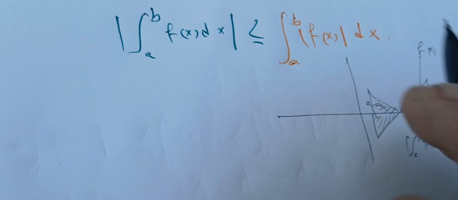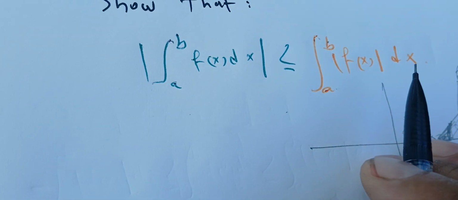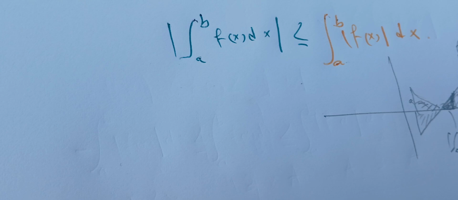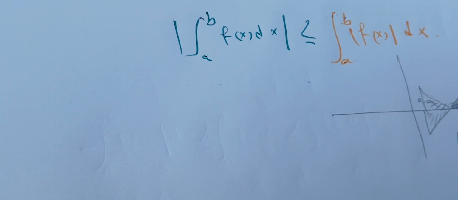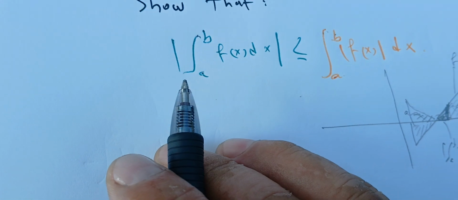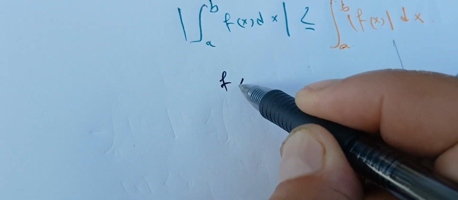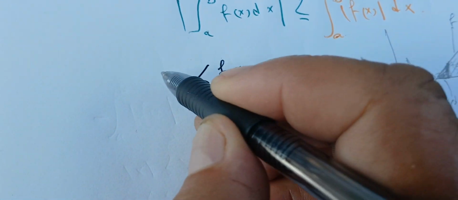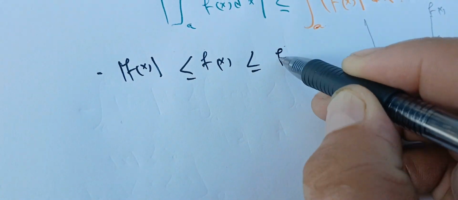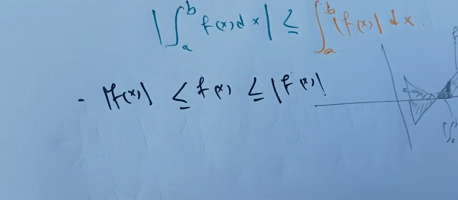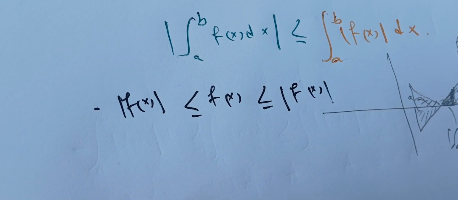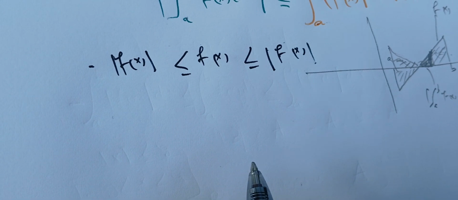Now we want to prove this result in general using algebra. One key idea is that we know that f of x is going to be trapped between minus the absolute value of f of x and the absolute value of f of x. So f is always in this situation.